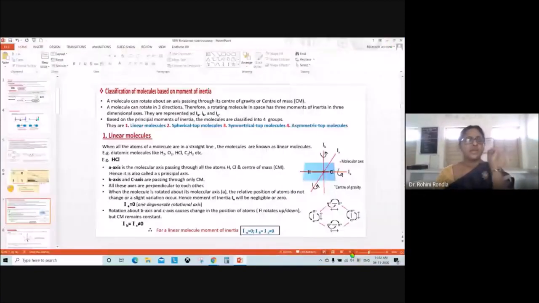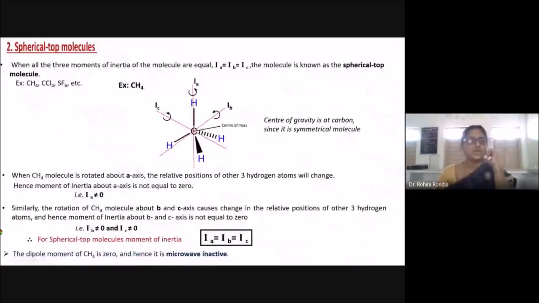Okay, next. Number 2, spherical top molecules. What is the name of this molecule? Methane. Very good. Methane. The center of mass is located at carbon. Why? Because of this symmetry. Carbon is surrounded by 4 hydrogen atoms. There is no electronegativity difference, and carbon has high mass. That is why the center of mass is located at carbon.